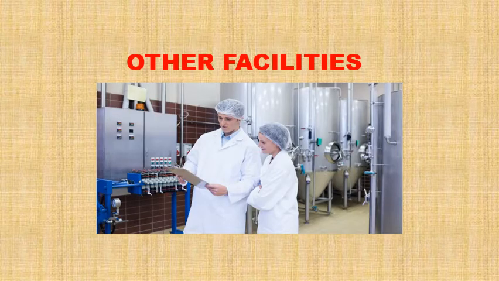Other facilities. In this lecture, first I discussed certain basic aspects about the constructions, and then I discussed some of the important facilities in some of the units or sections, the important sections of the abattoir. Now we will discuss some of the important other facilities like water, electricity, etc. And after that, some of the machineries and equipments.